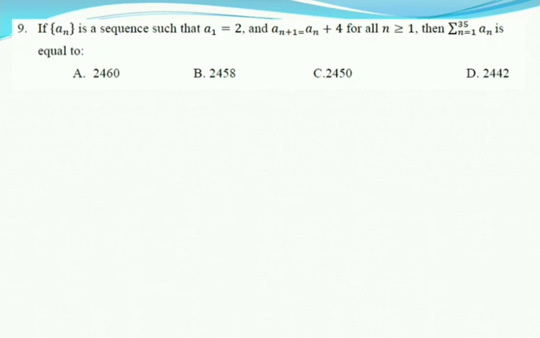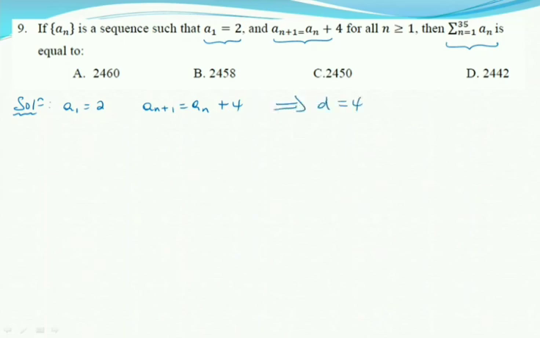If an is a sequence where the first term is 2 and the n plus 1 term is the n term plus 4, then what is the sum of the first 35 terms? Look here, the first term is already known, which is 2, but from an plus 1 equals an plus 4, we get that the common difference is 4.